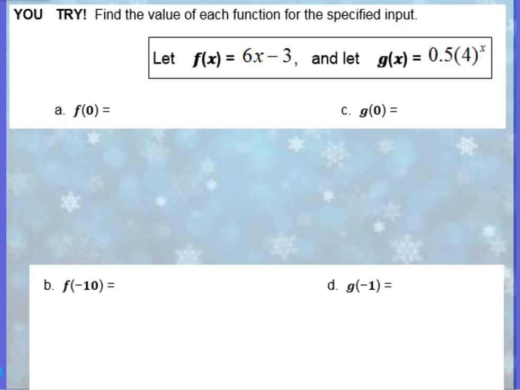Underneath are a couple of U tries. You can cross out that T there next to the U, where you are going to find the value of each function for the specified input. Notice here you are given two different functions. One is f of x, so you must use this rule, 6x minus 3, when we're talking about function f. And then we have g of x, which the rule says 0.5 times 4 to the x power. You must use this rule anytime a function is referring to function g.